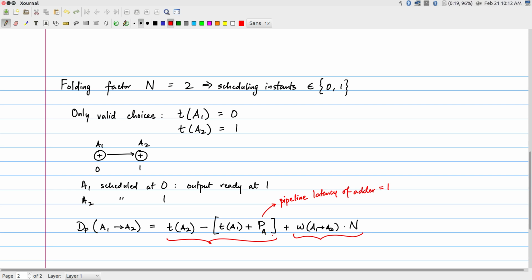Okay, let's walk through this example and complete it. In this particular case, df from A1 to A2 is T of A2, which is 1, minus T of A1, which is 0, plus PA, which is 1, and the W in this case is 0 times N, which means that df is equal to 0. Translate that into equivalent hardware. My hardware now looks like this. I have an adder. This is my pipelined adder unit.